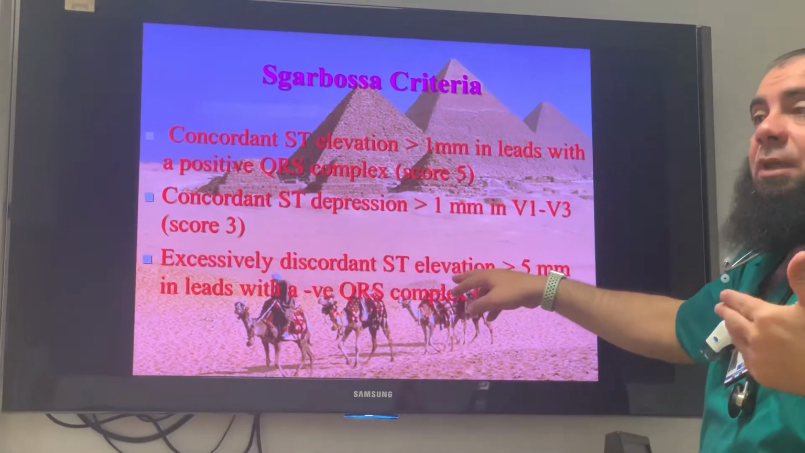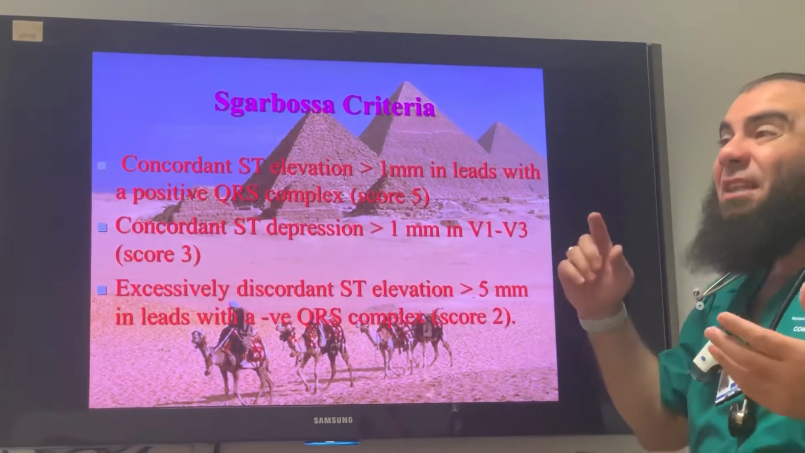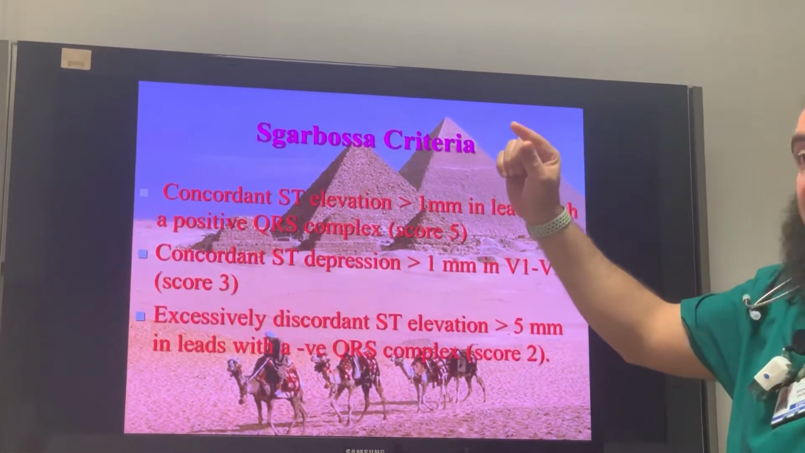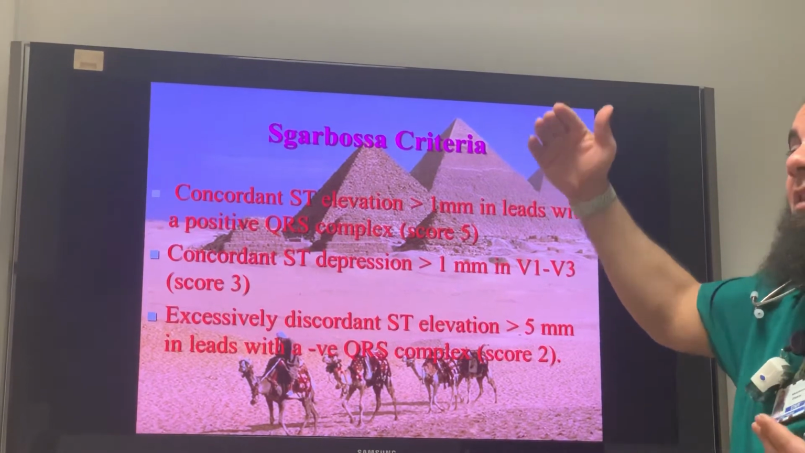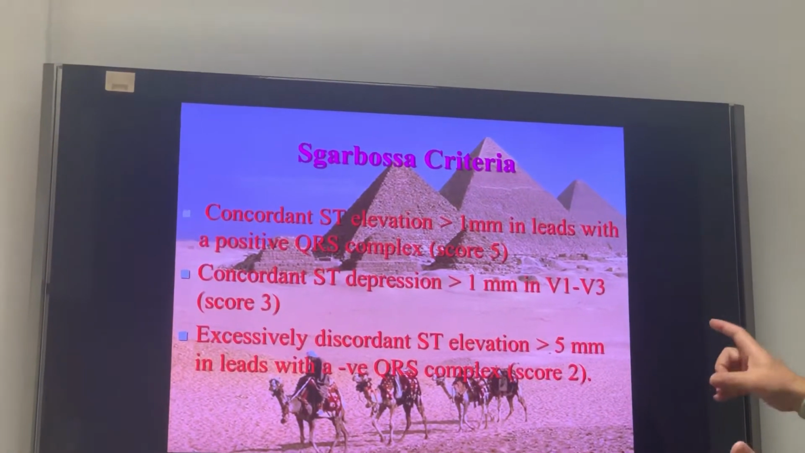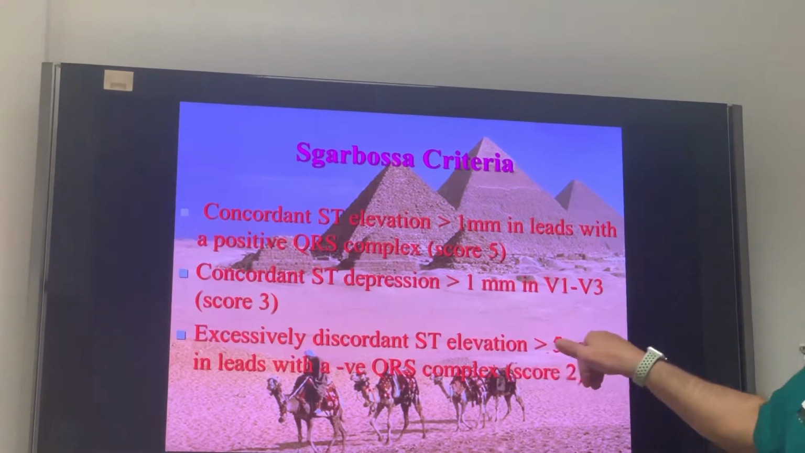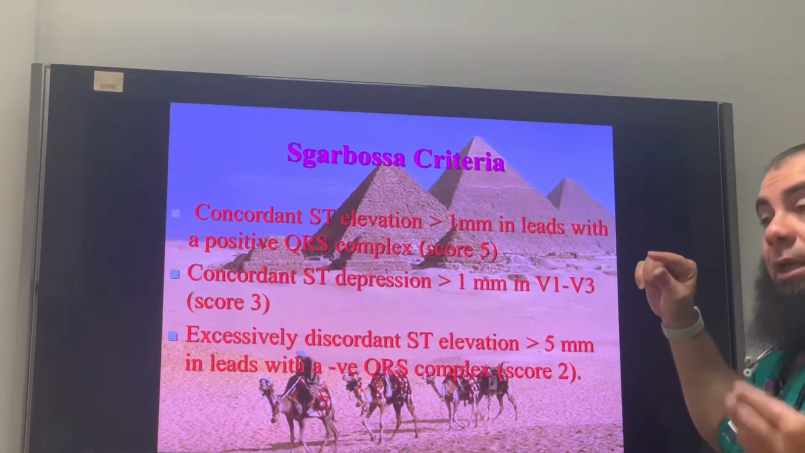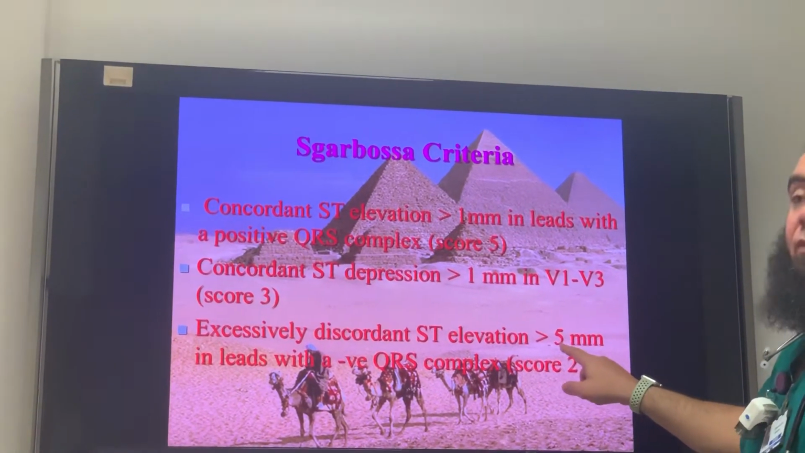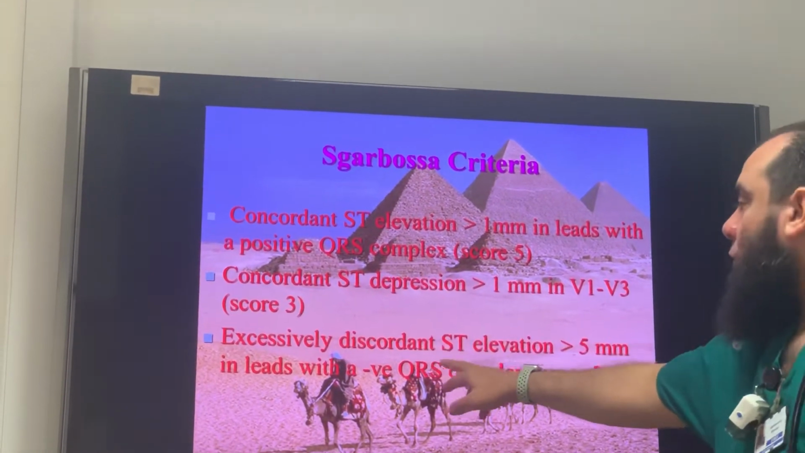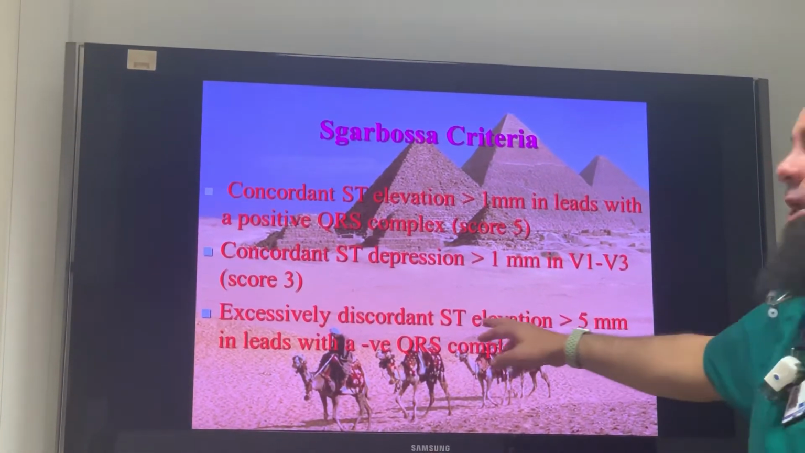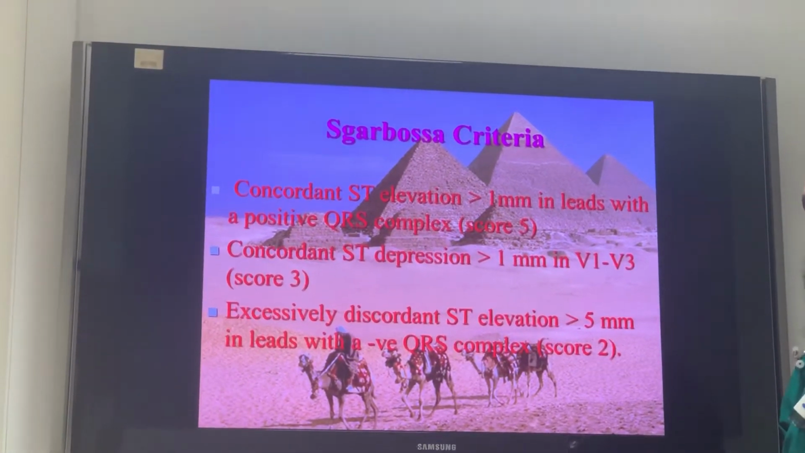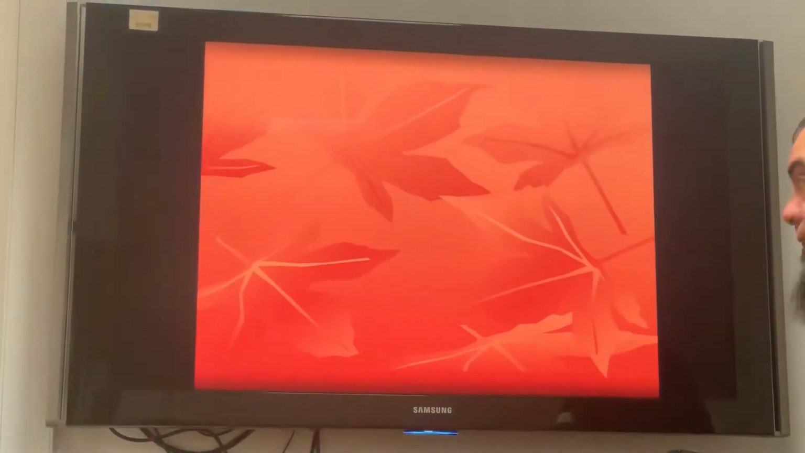discordant ST elevation, it means normal left bundle, but excessive one. So negative complex, ST elevation is there as normal, but the elevation is really more extensive than expected. So they define as more than 5 small squares or 1 big square elevation, followed by a negative QRS, can define a presence of MI. So excessive discordant ST elevation more than 5 millimeters in leads with a negative QRS complex. It is another criteria. Have you got it? It's simple. I'll show you.